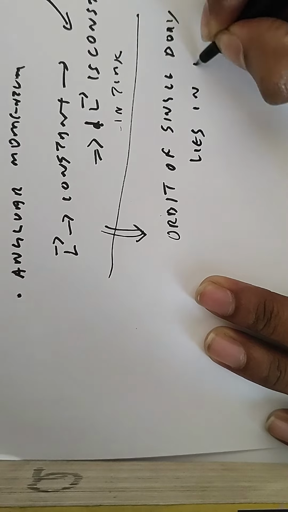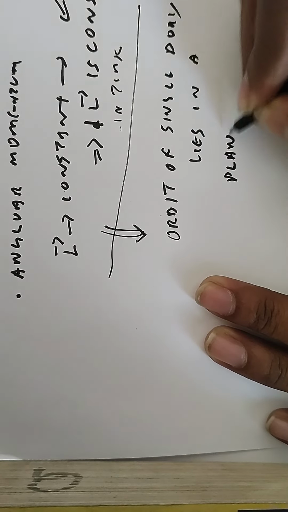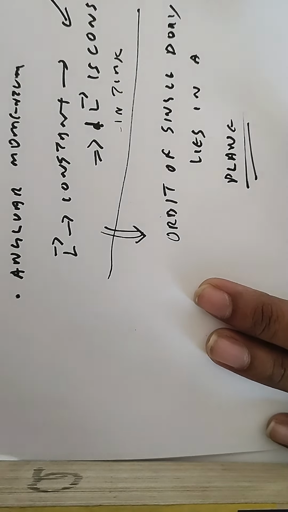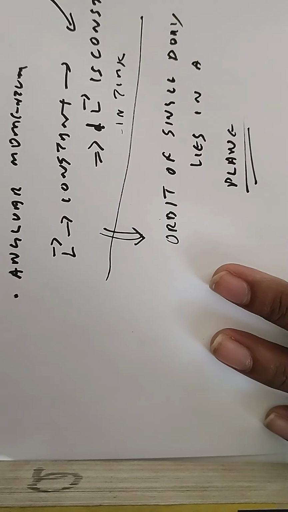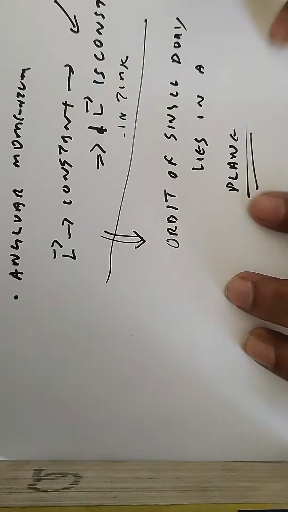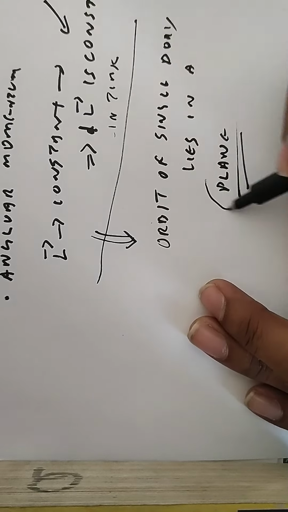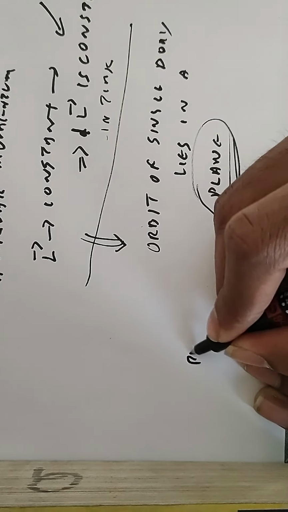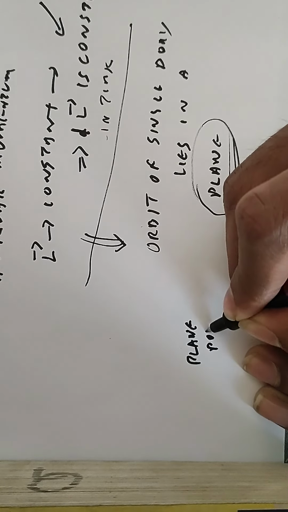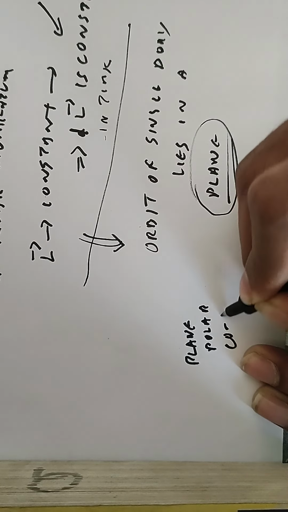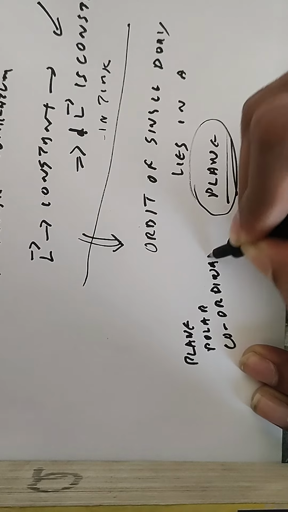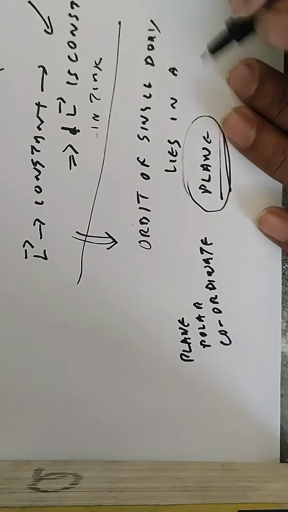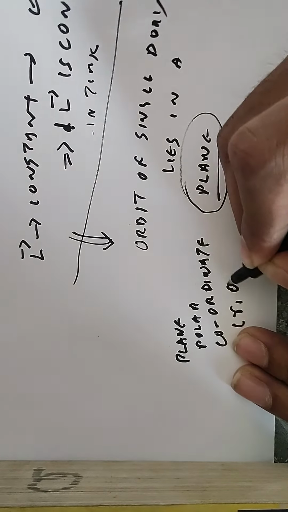And then we saw that this results in a consequence: the orbit of a single body lies in a plane. This is a very important consequence that deals with central force motion. When something happens in a plane, it is way better to choose what are called plane polar coordinates, which is r comma theta.